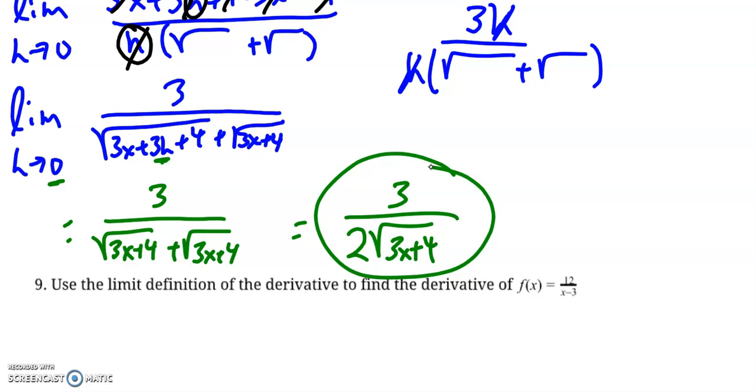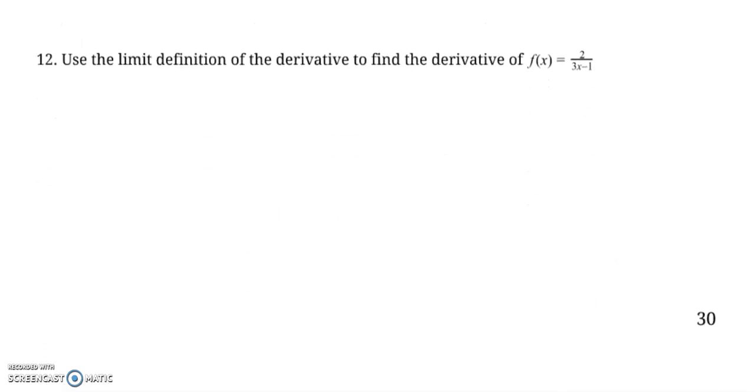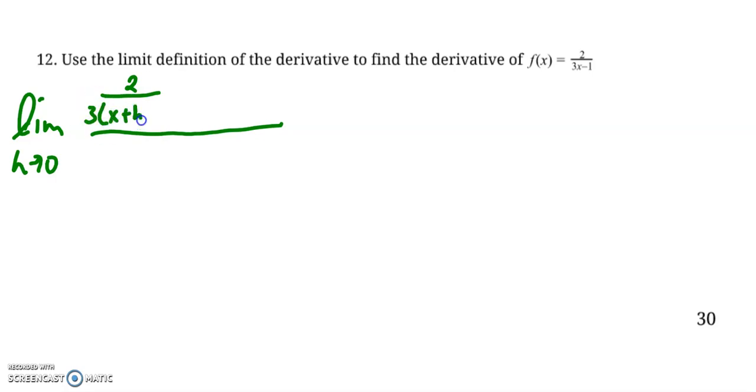All right. So the next one that I'm going to do, I'm going to skip all the way over to 12, the very last problem. Now we have 2 over the quantity 3x minus 1 for our function. Again, we're still going to apply the difference quotient as the limit of h approaches 0. So I substitute in initially x plus h. Then I subtract the original function over h. So again, hopefully this looks a little bit familiar.